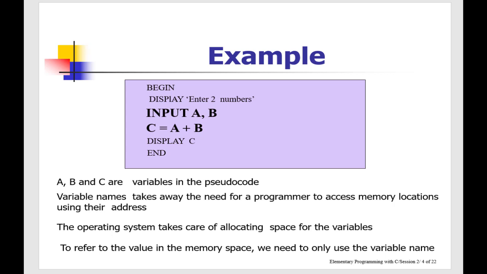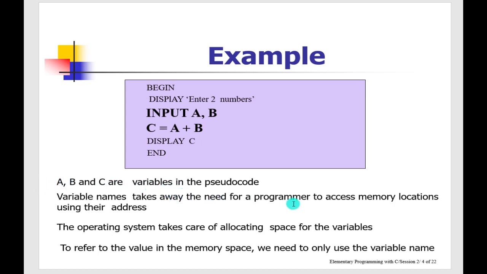We begin, we display "Enter two numbers", we read in the two numbers, that is A and B. Then C contains their total, which will be given by adding A and B and assigning the sum to C. After that, the last step will be to display C and our program ends.